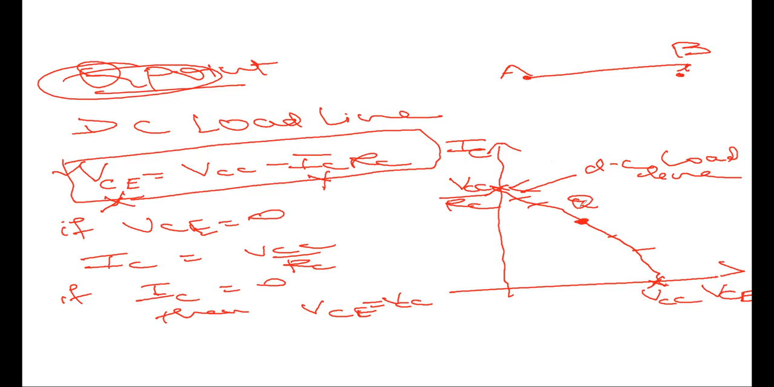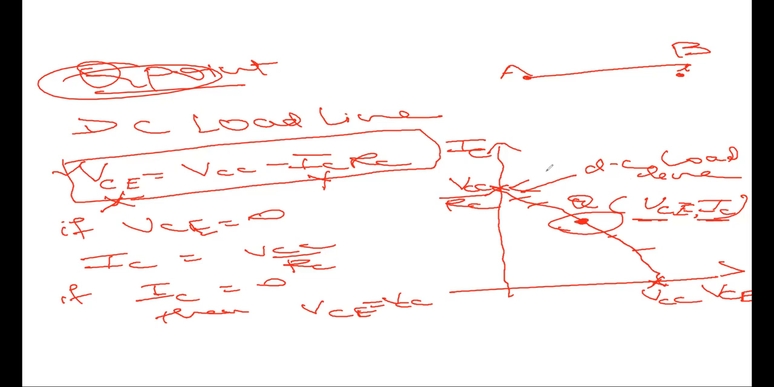But to get the faithful amplification, the Q point should be fixed at the center of the load line. It is the necessary condition. So what is the Q point? The zero signal value of VCE and IC is known as the Q point, and it is also known as the operating point or the quiescent point, which means the silent point.